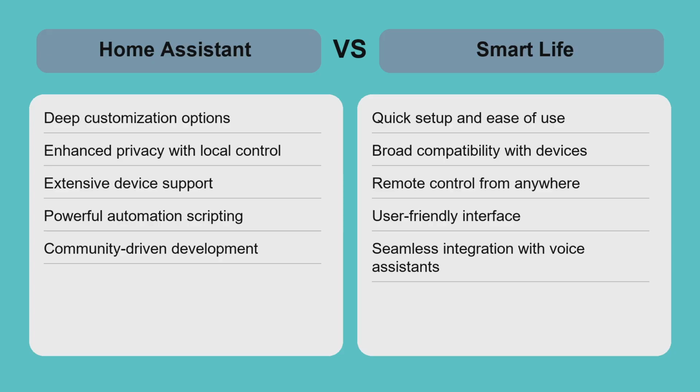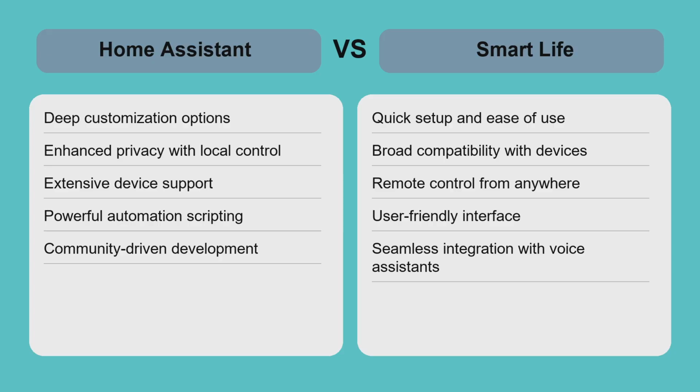Smart Life offers quick setup, broad device compatibility, and easy remote access through the cloud, ideal for casual users or beginners who prioritize simplicity and mobility. Yet it depends on internet connectivity and cloud reliability, which can affect responsiveness and data privacy.